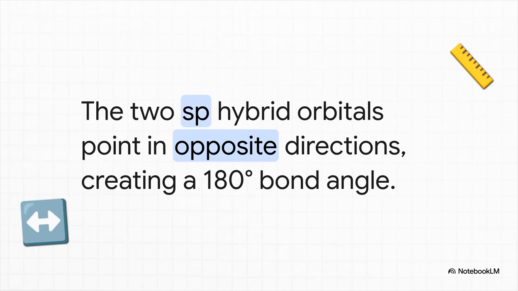And it makes perfect sense, right? If you've got 2 new orbitals and you want them to get as far away from each other as possible, you just point them in exact opposite directions. That creates a 180-degree angle, giving us a perfectly straight, linear molecule. So far, the theory works.